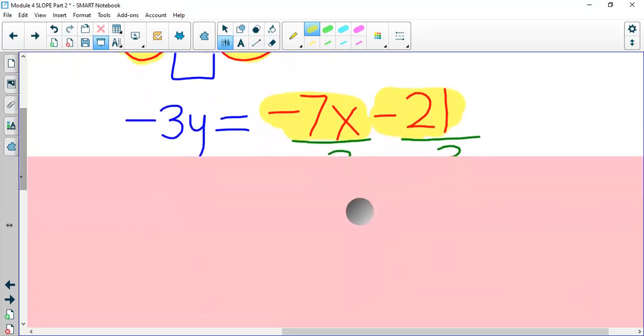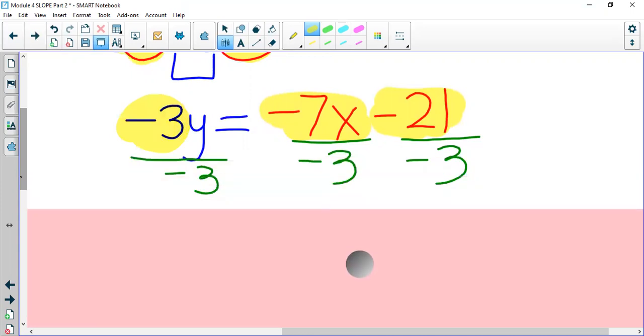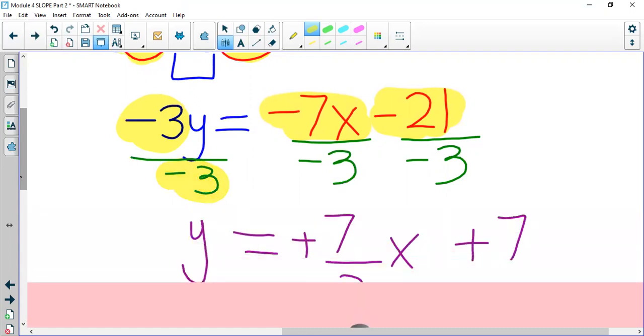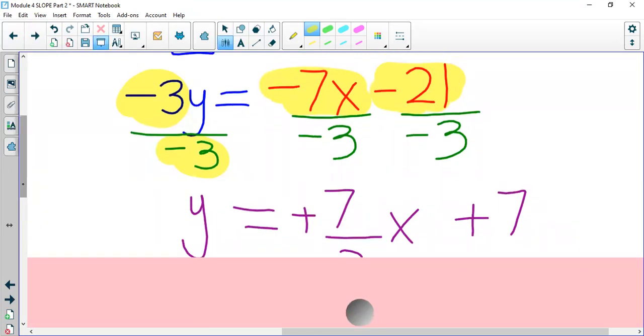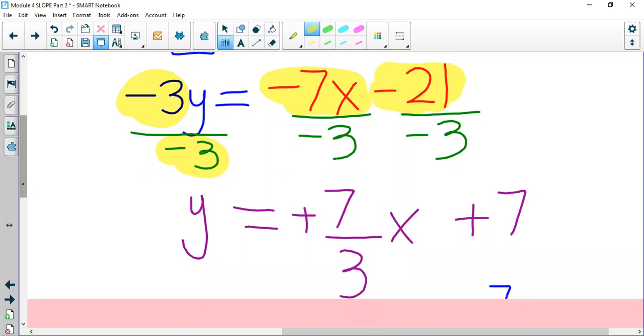And then to get rid of this negative 3 that is connected to my y, I want to divide every single term by negative 3. That's because the negative 3 and the negative 3 will eliminate and make y positive. Negative 7x divided by negative 3. We're revisiting our unit 1 when you were dealing with fractions, and I always told you a double sign. Negative divided by a negative would give you a positive 7 over 3 x. Negative 21 divided by negative 3 is positive 7.